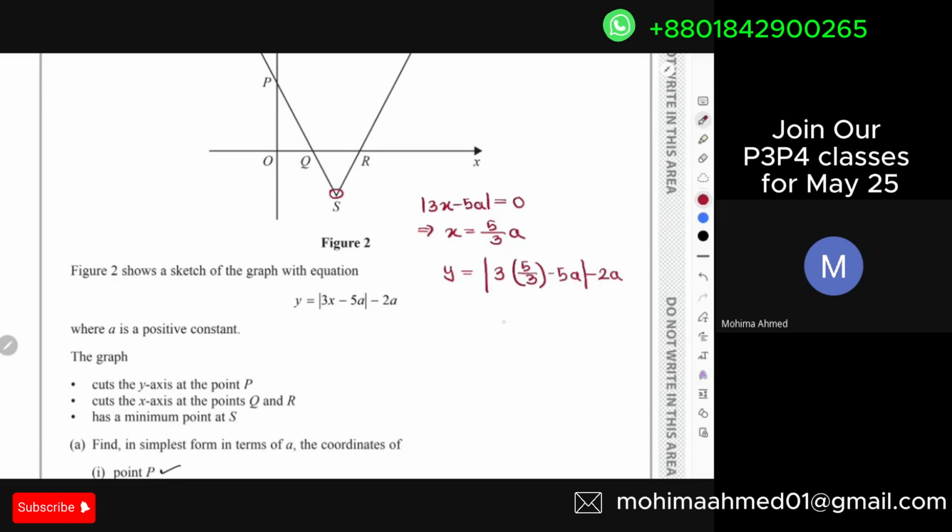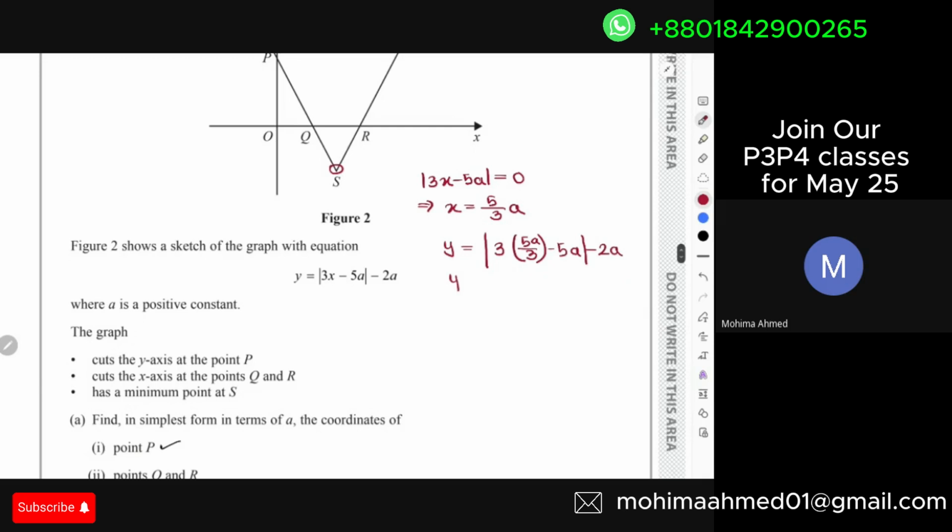Wait one minute, I made a mistake. This is an a here also, right? So we have this and this cancels out. So we have 5a minus 5a minus 2a, right? So obviously this part is entirely 0. So you get the value for y as negative 2a. So finally you get the coordinate of S as 5 over 3 a and minus 2a.